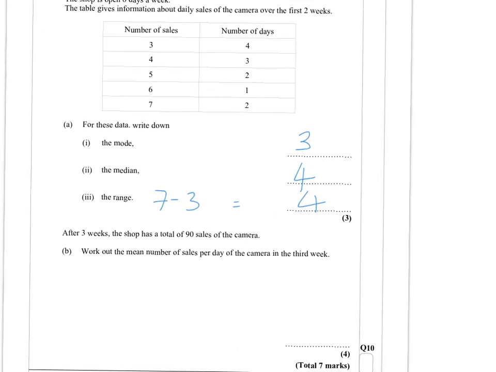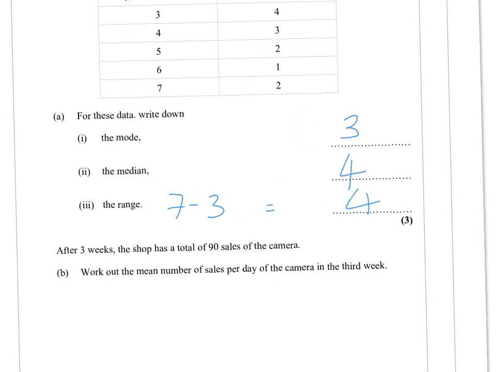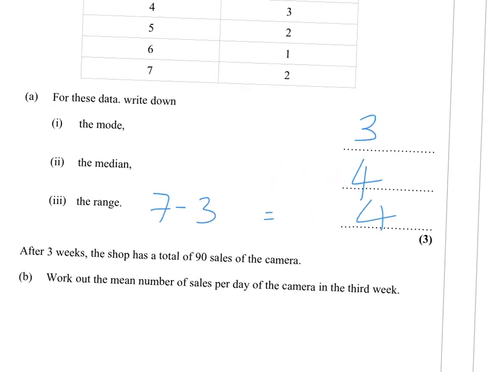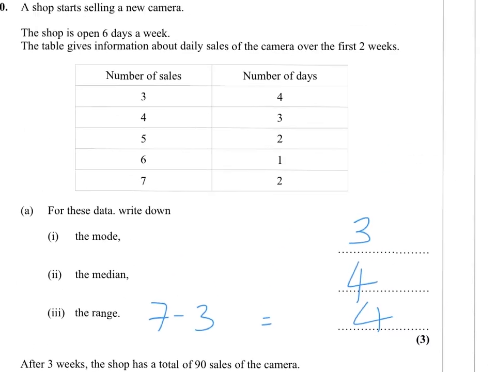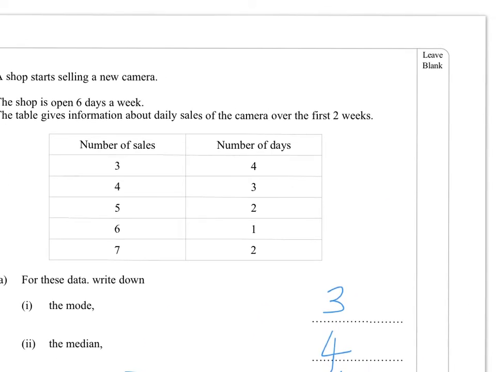Okay, last question is a bit harder, and there are 4 marks available for it. After 3 weeks, the shop has a total of 90 sales of the camera. Work out the mean number of sales per day of the camera in the 3rd week. So how many sales did we have in the first 2 weeks? I go back to the table and I would just add another column.